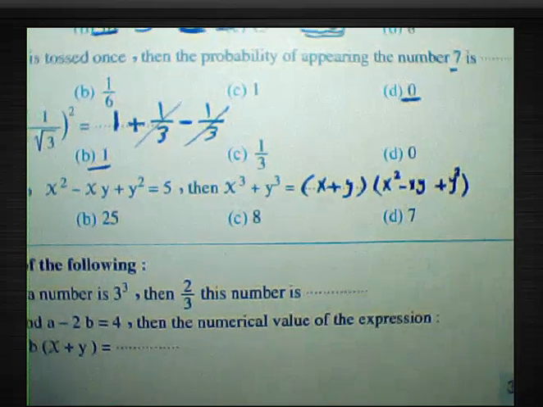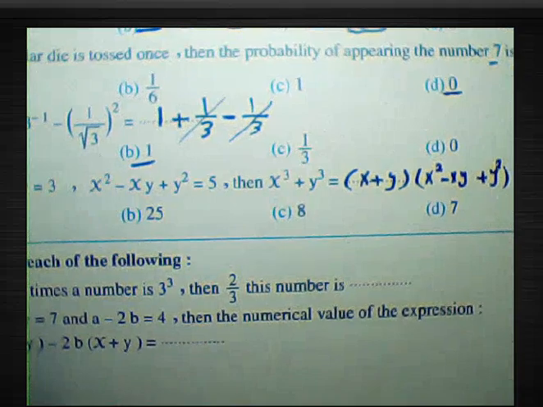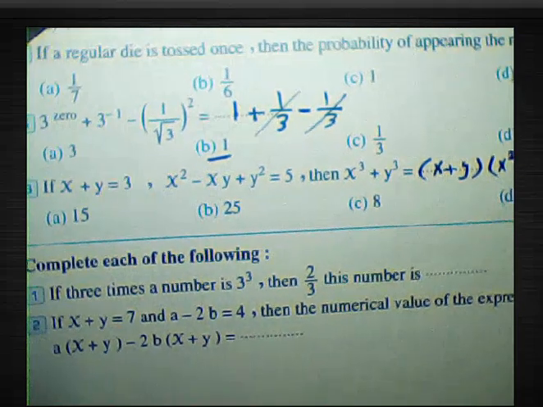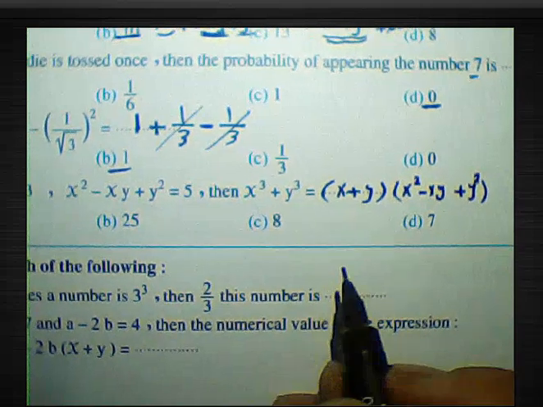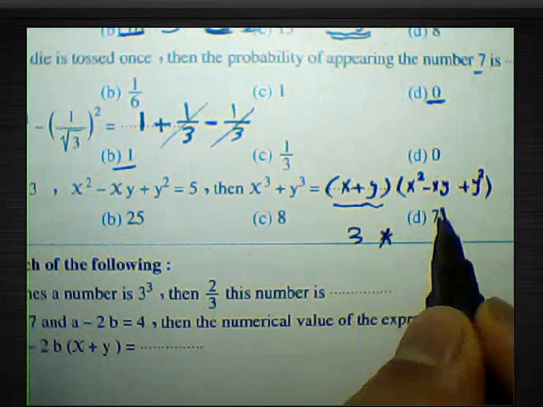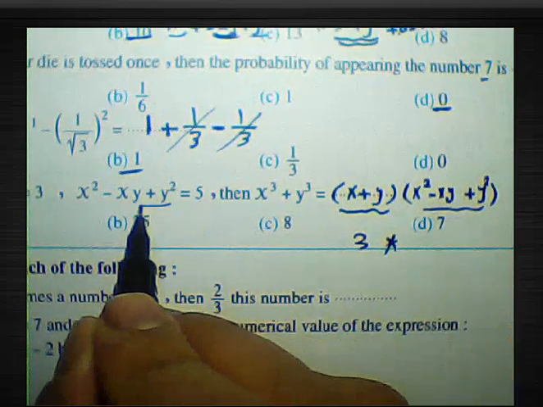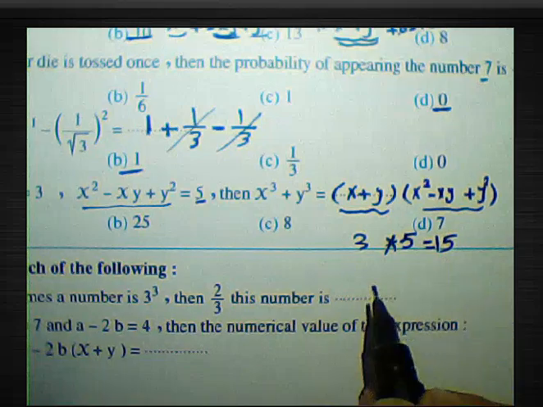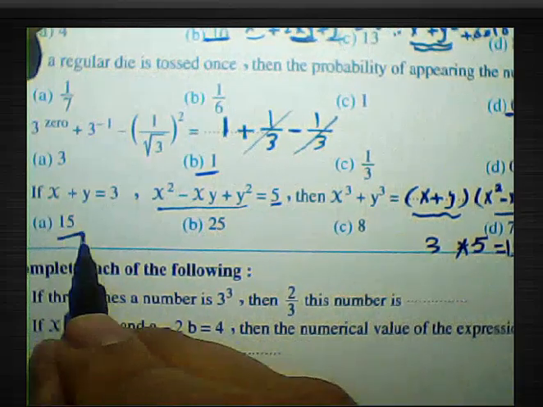Okay, and then we can find the multiplication between two expressions. He gives us x plus y equal 3, write 3 here, multiplied by this expression, he gives us the result about 8 equal 5. The result will be equal 15. Choose the letter A.